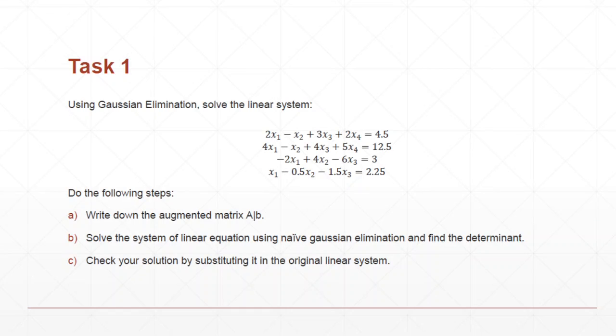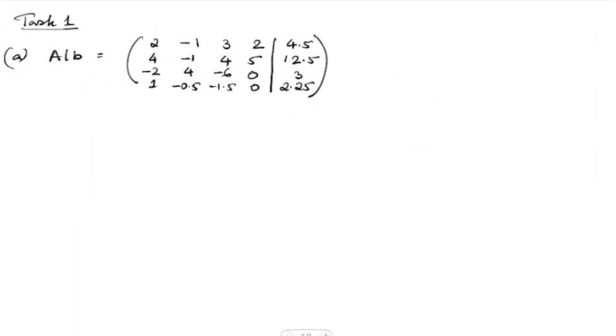Okay, so we're done with the first part. Now the second question is to solve the system of linear equations using naive Gaussian elimination and find the determinant. So let's start working on part B now. To solve the augmented matrix using Gaussian elimination, let me write down or take the matrix from here again.